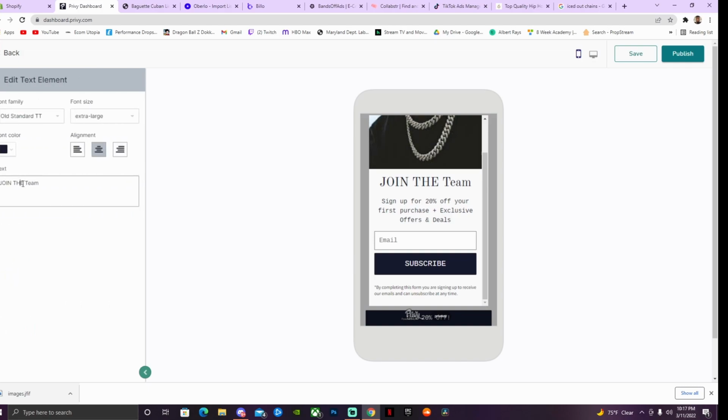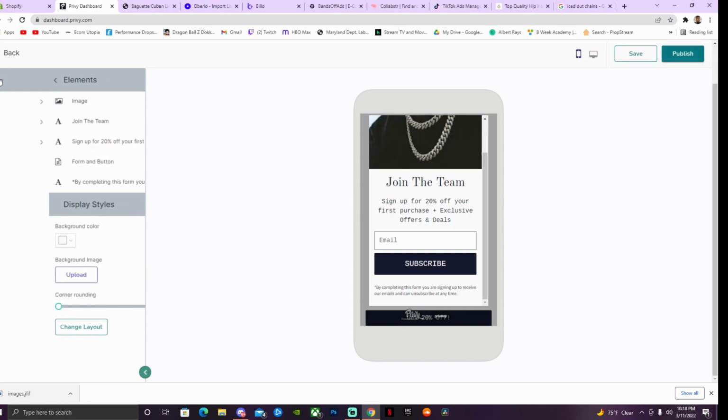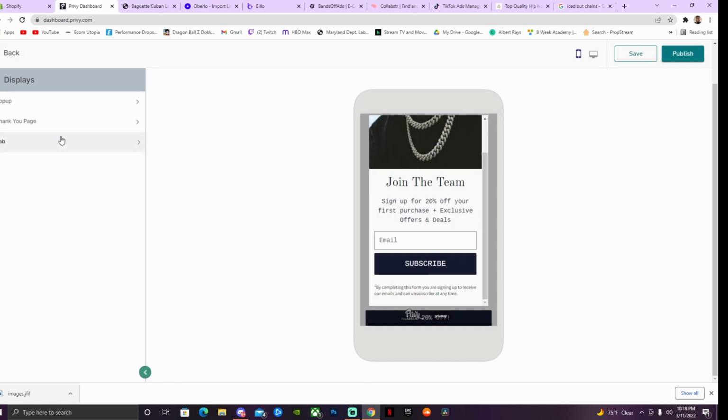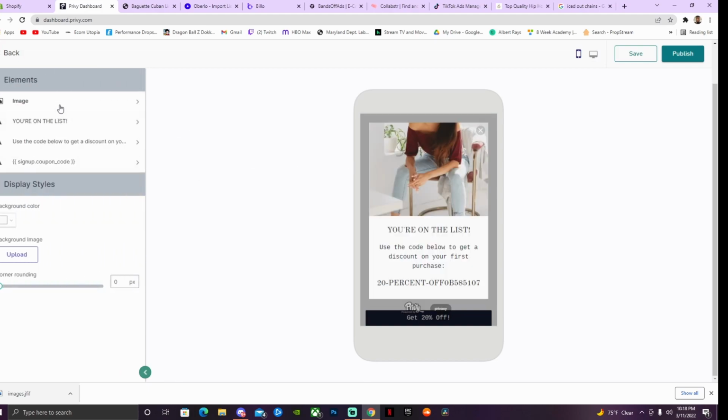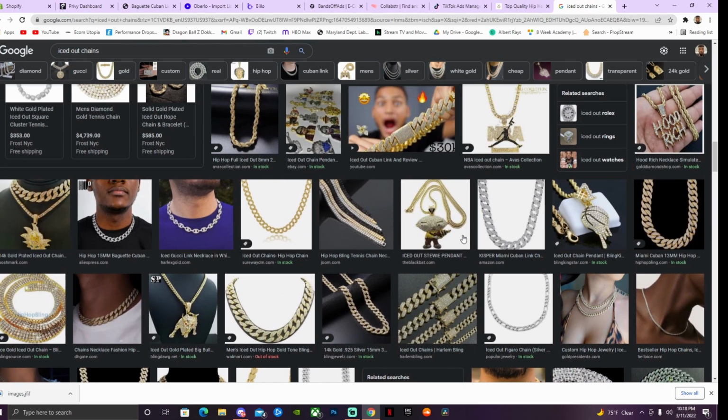Matter of fact, that doesn't look good. Okay, looks pretty good. We got the pop-up, and we got the thank you page. You want to make sure the thank you page is pretty clean as well. So let me see if I can find something else.